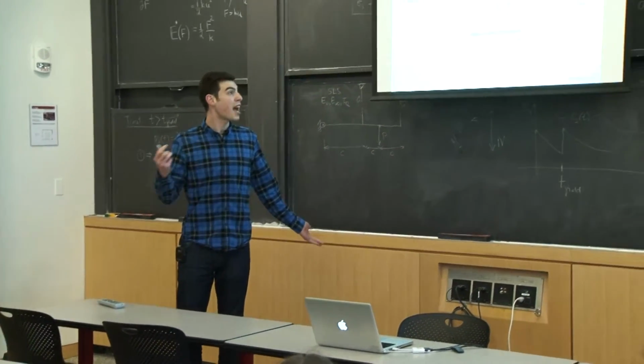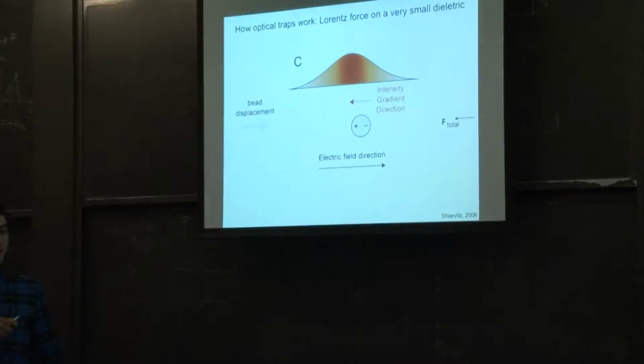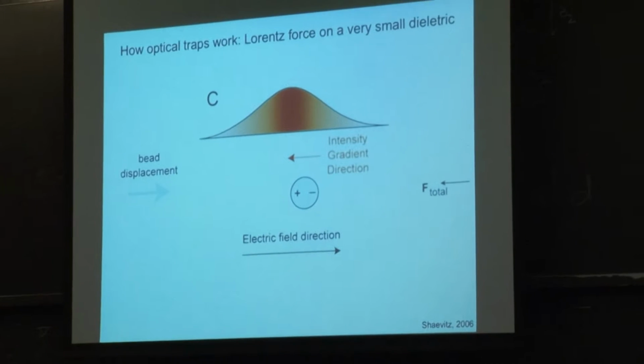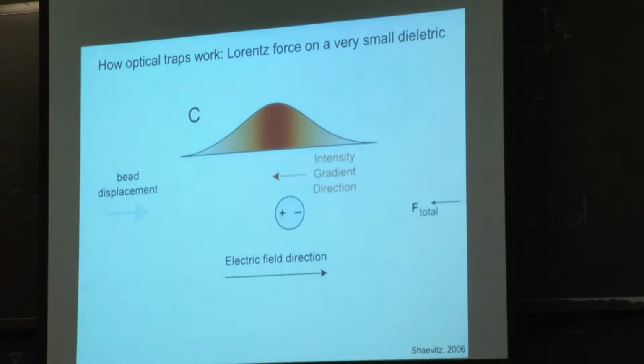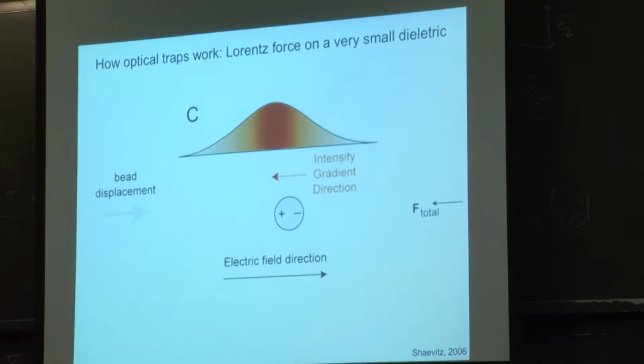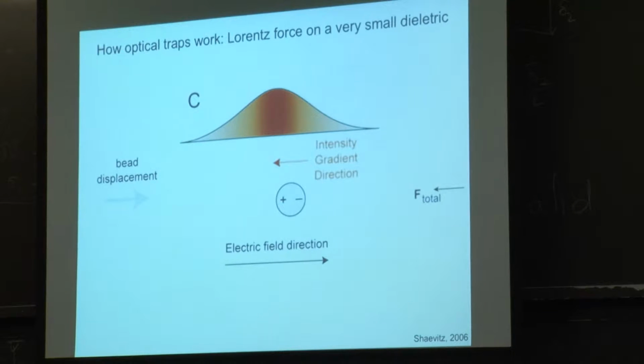This is kind of an intuitive explanation, but it takes a little bit of thinking about. If you have any more questions about this, I'm totally happy to answer them either now or after the talk. So do you all feel like you understand how you can use light to trap a dielectric particle, such as a polystyrene bead?